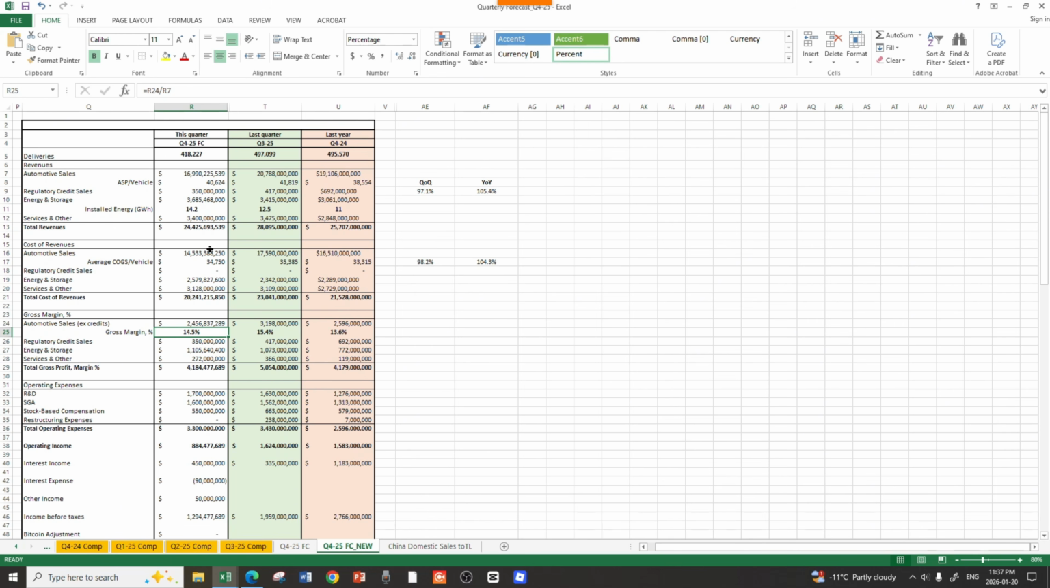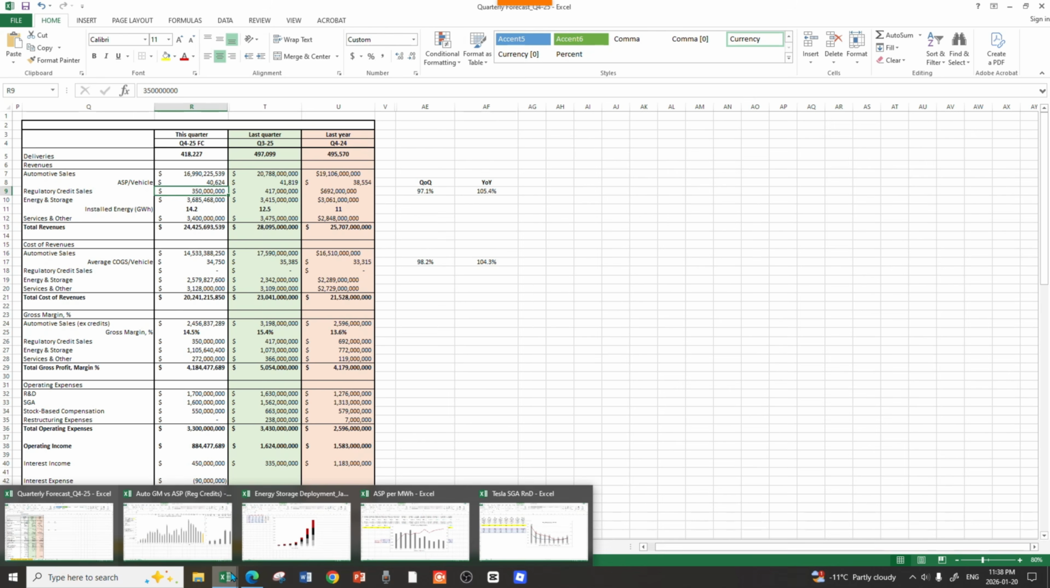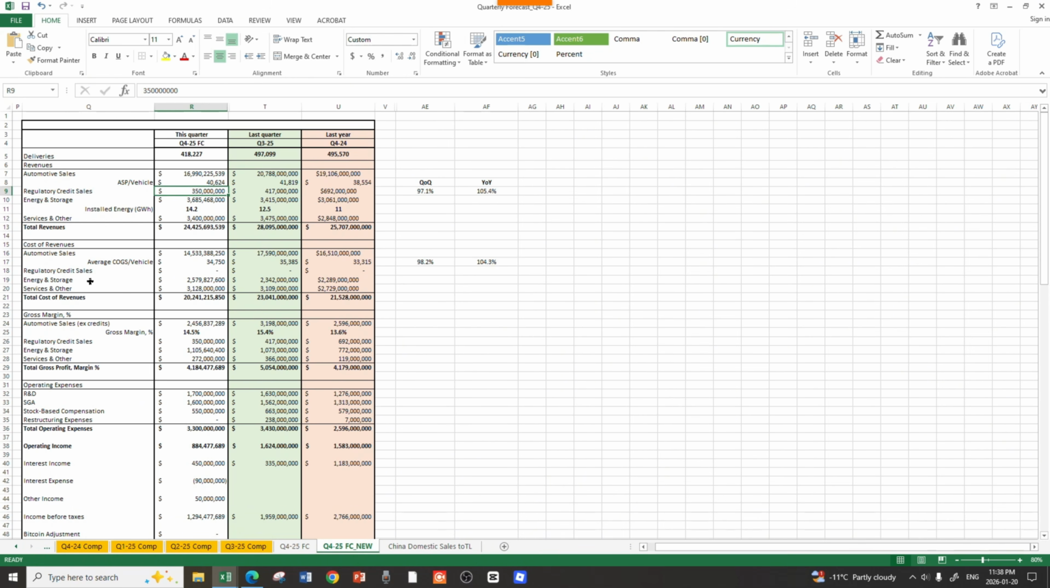All right, so we've covered automotive sales and automotive costs. Let's cover regulatory credits. You'll see right off the top, I'm forecasting 350 million for Q4 2025. That's a sequential decrease versus last quarter, and a big decrease versus this time last year.